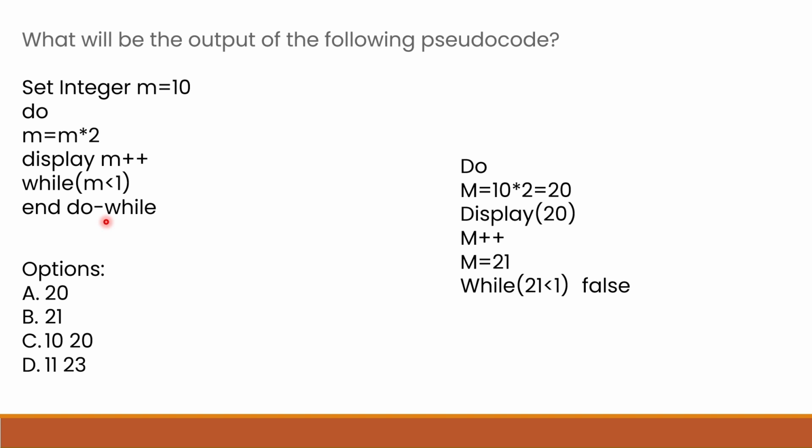And the program is ended and we have only printed the value 20 in this question. So option A is the correct answer. Hope you understood this question. Let's go to the next question.